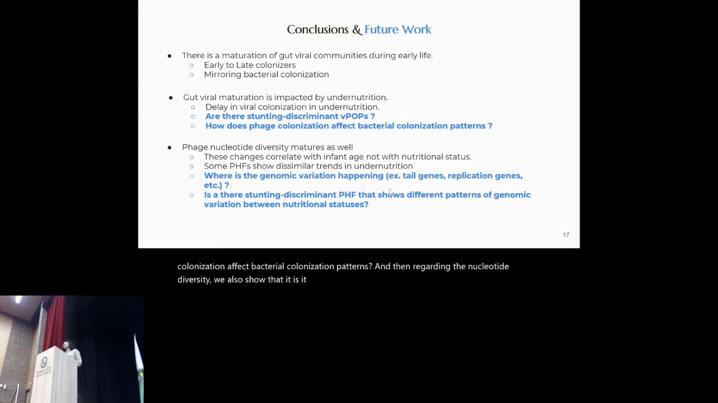And then regarding the nucleotide diversity, we also showed that it matures with age, as well as the abundance patterns. And this maturation is more correlated with age than it is with the nutritional statuses. But we do see some trends that are different between some of the nutritional statuses for some of the phage host families. Then we want to see where these genomic variations are happening, if it is in genes that are related to phage host interactions or the phage replication itself. And then same as with the viral populations, we would like to see if there are some phages infecting families that are only related with stunting, and how these vary over time.